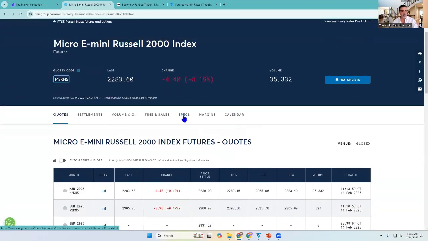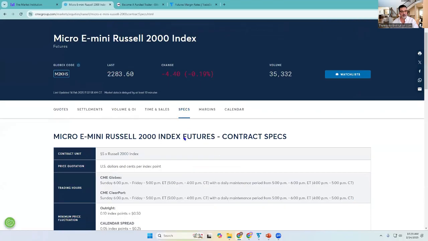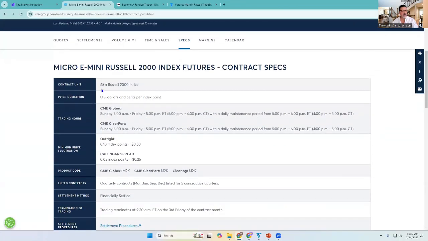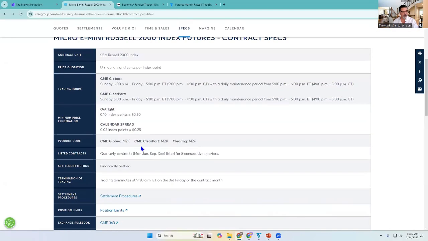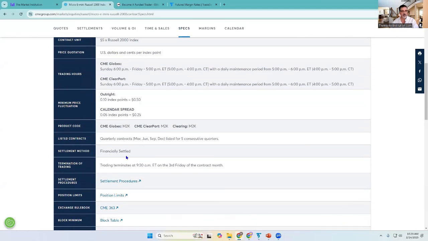You would click on the contract specs. Contract unit is $5 per point. It trades in US dollars. These are the trading times. It trades in 10-cent increments, and you get 50 cents for every tick. 10 ticks, you would get $5 per point. You can break it down. It's financially settled, not deliverable.